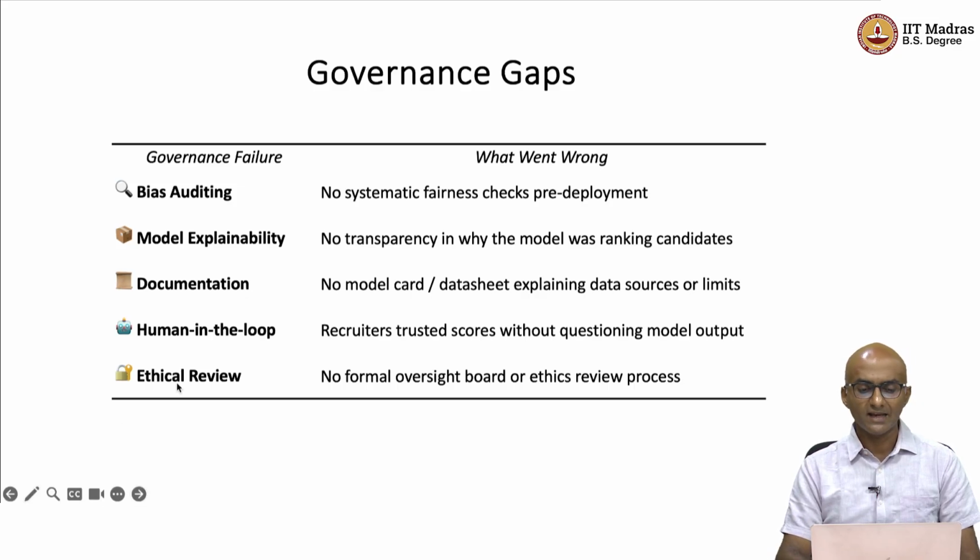And then last but not the least, ethical review. Because these were automated systems and discrimination-based hiring practices were regulated against in the US, there should have been a way to oversee what was happening. So that ethical review was missing because there was no formal oversight board.